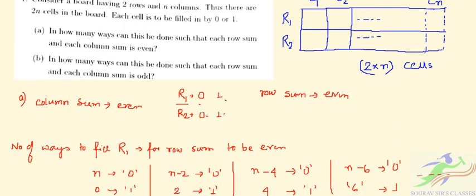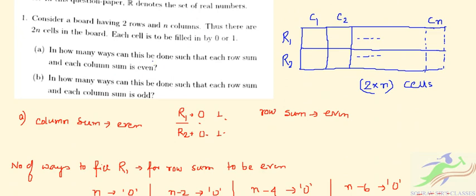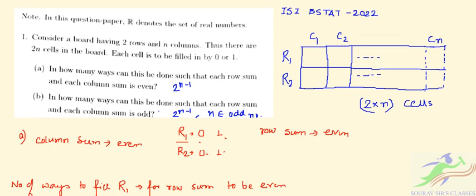So for question part A, in how many ways this can be done such that each row sum and each column sum is even, it is 2 to the power n minus 1, for n being odd or even. And for question B, in how many ways this can be done such that each row sum and each column sum is odd, we will have 2 to the power n minus 1 provided n is an odd number. So this will be the answer.